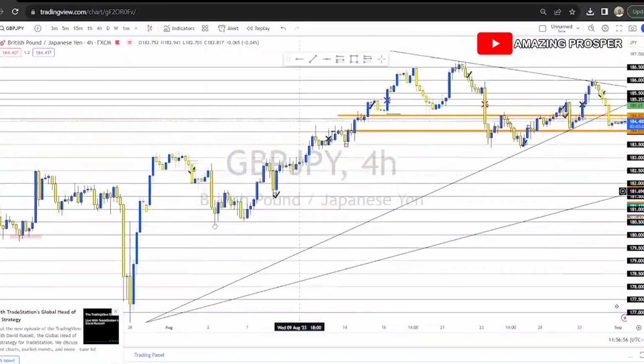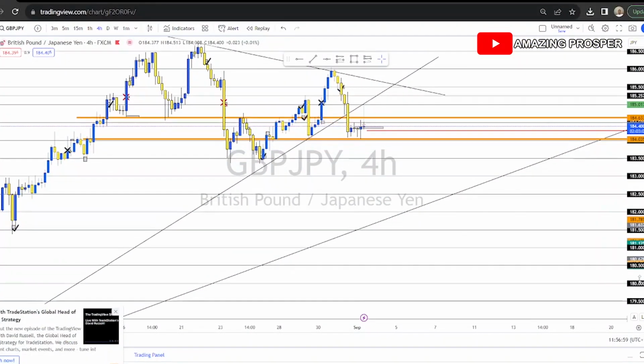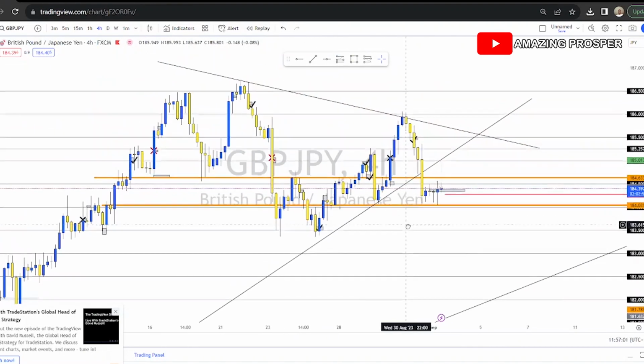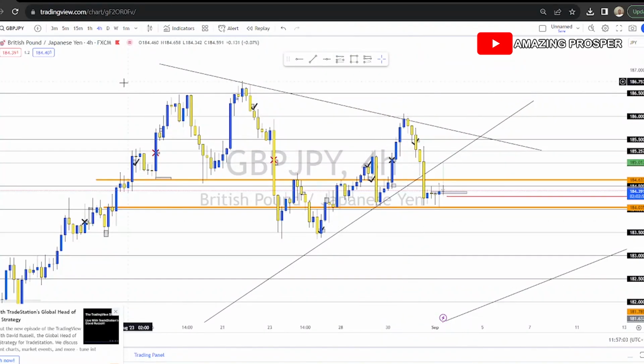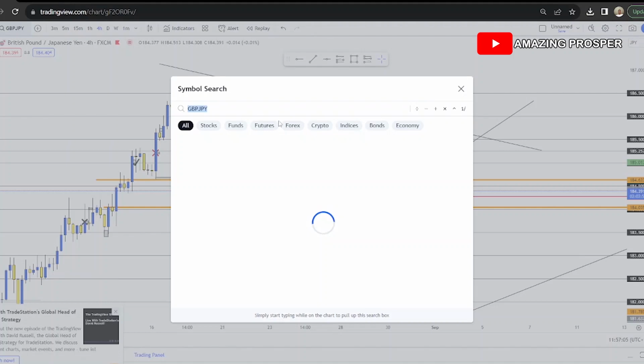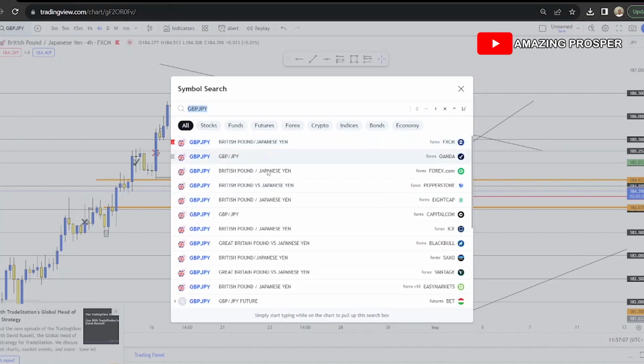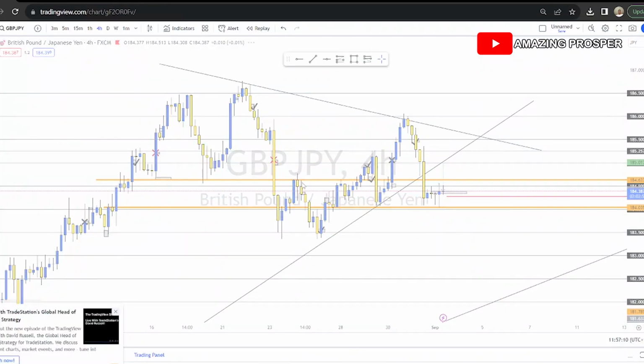Easy peasy. Let's go. Yes, welcome to my chart. So this is my chart. As I said, we have to scalp, so let's use a fresh chart, maybe GBPJPY. Let's use this chart.